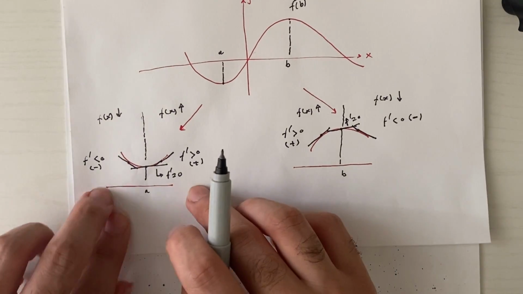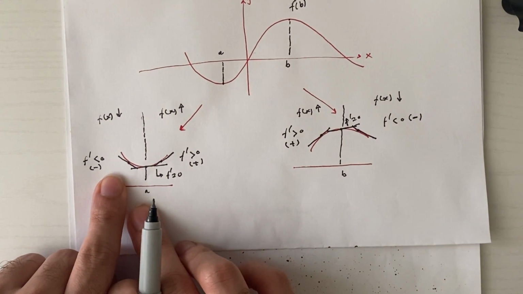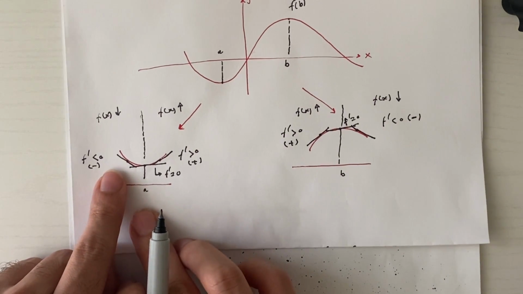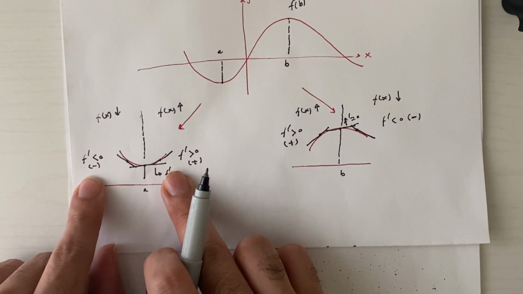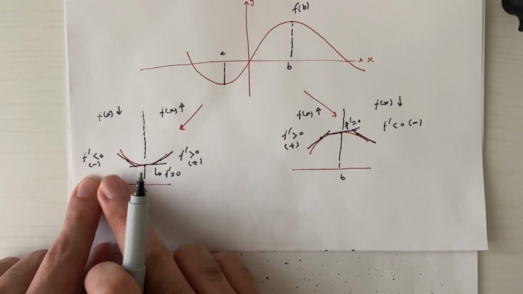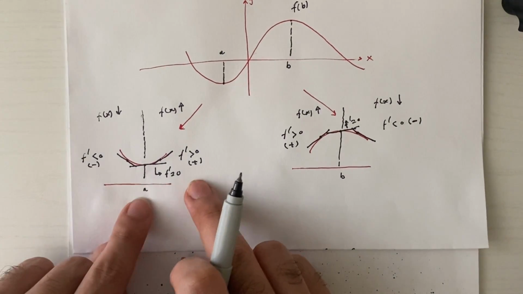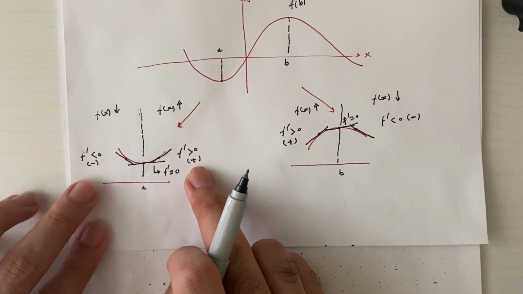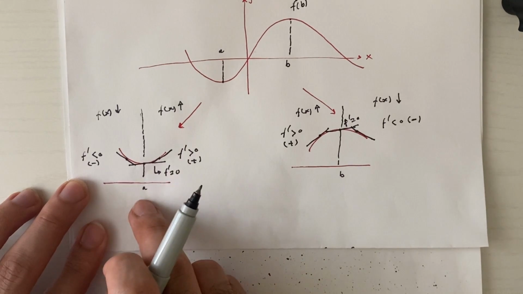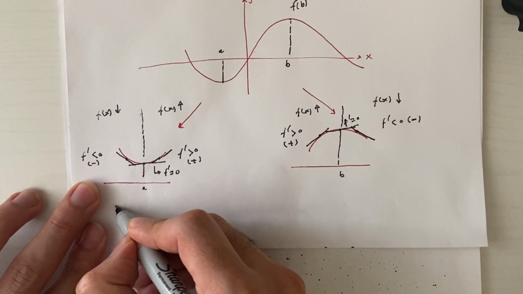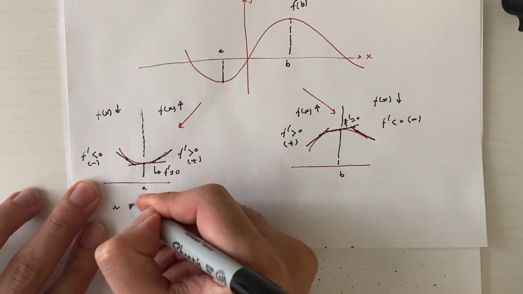Here at a, what we notice is that the derivative on the left side is negative and the derivative on the right side is positive. So we are going from negative to positive. When the derivative goes from negative to positive, that means a is a local minimum.